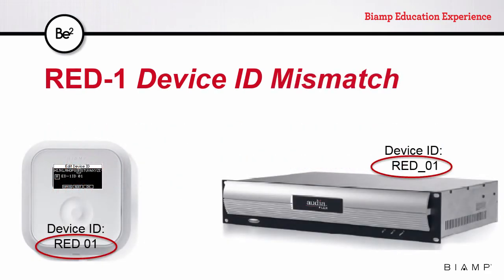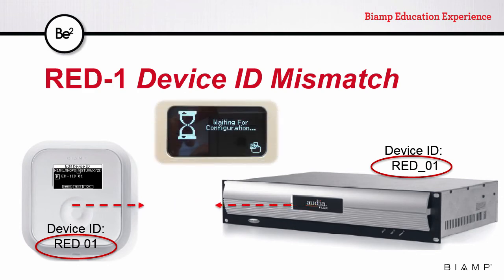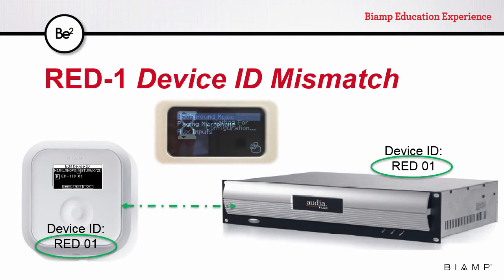Here we have a RED-1 with a device ID of RED space 01 and an Audia programmed to look for a device ID of RED underscore 01. If you tried loading this program, we would see the RED-1 get stuck on waiting for configuration. Once we match up the device IDs, we can send the configuration and we'll get good communication, evidenced by the RED-1 displaying what we programmed it to show.